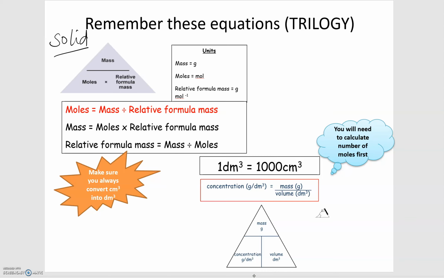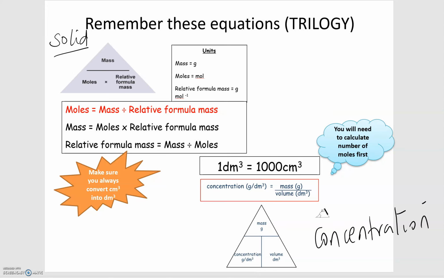Another key thing is to make sure, if you're working in cm³ or dm³, that 1 dm³ is 1,000 cm³. You must remember that. Here is another formula for concentration. Concentration is equal to mass divided by volume. Again, look at the units, because I'm dividing mass by volume, the units become grams per dm³. So this formula here is for calculating concentration.